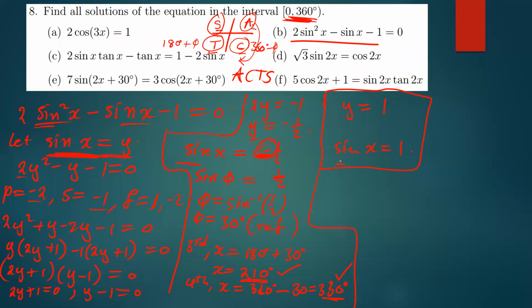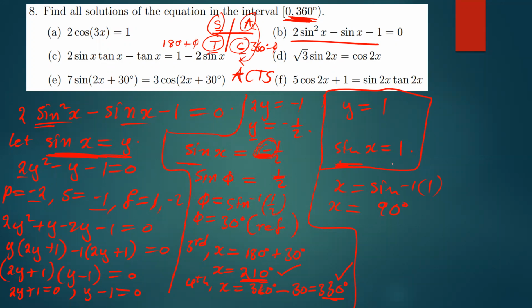So let us also solve this one. For this one, we also have to find the reference angle. So how do we do it? We find sine inverse of 1. So sine inverse of 1 is simply just 90 degrees.